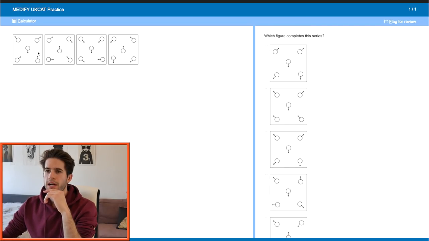Let's look at the middle one. Down, up, down, up. So now it needs to be down. These are both down, so I can't eliminate. Let's move on to this. Right, nah, nah, nah. So now it needs to be pointing bottom left, which is this one. So I know it's C.